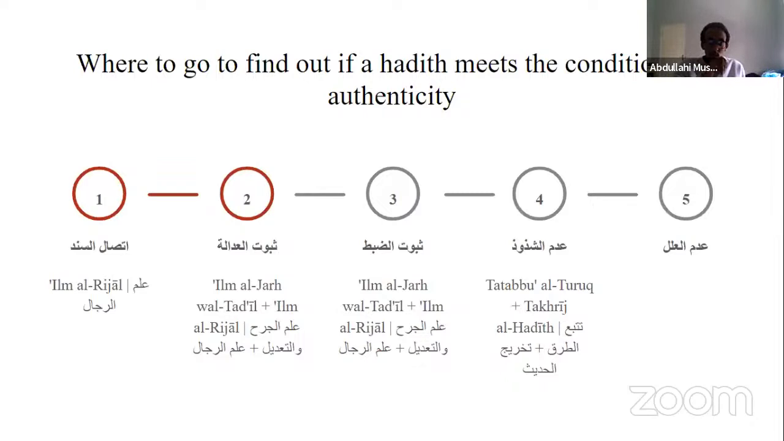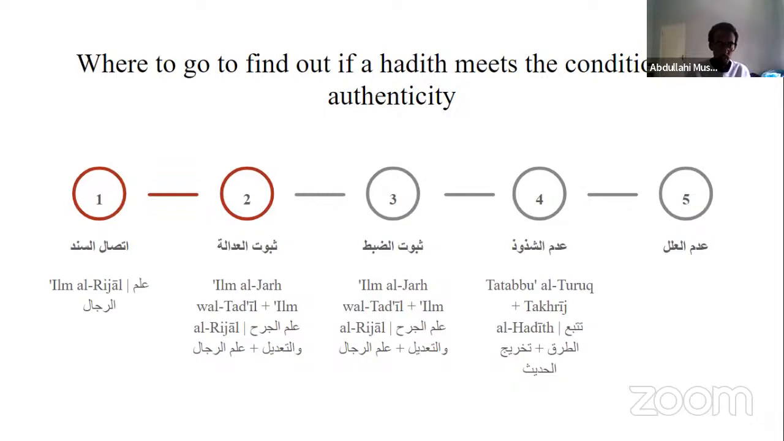Now, I would like us to think of those 5 conditions a bit more. Where to go to find out if a hadith meets the 5 conditions of authenticity. Okay, so let's say we have a particular hadith in front of us, and we know that we need to check whether this hadith fulfills the 5 conditions for an authentic hadith.